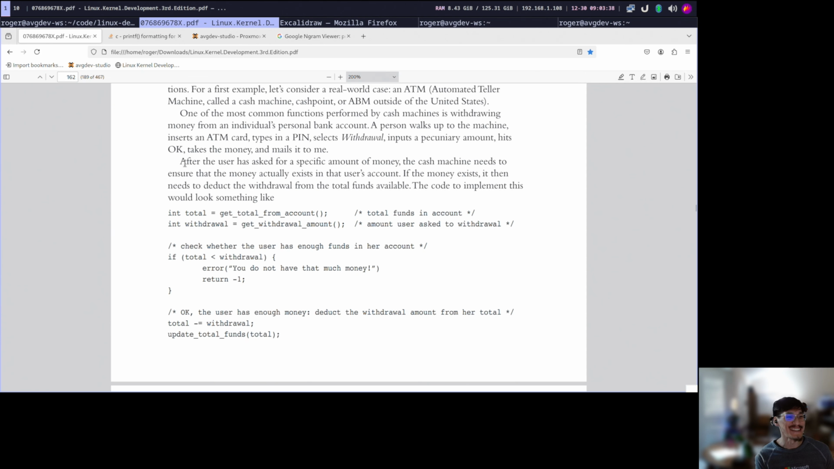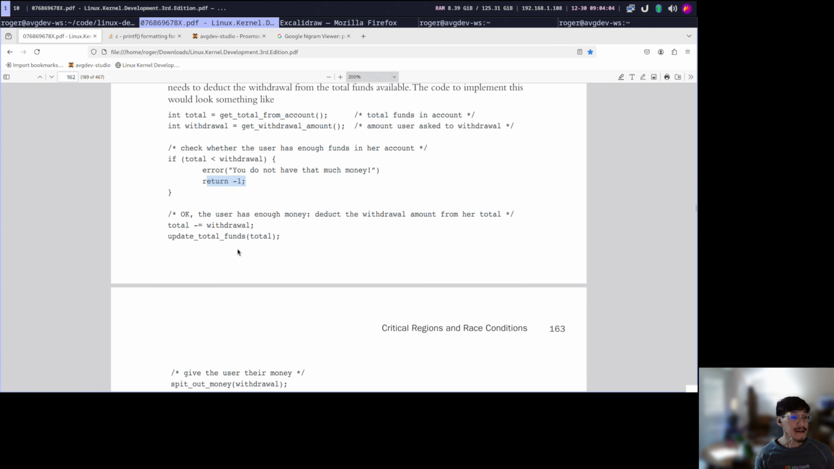Okay. So that's like the flow, and here's what the code would look like, right? So you get the total amount from the account, so that's total. Then you get the withdrawal amount, that's withdrawal. Now, basically, if what you have is less than what you want to withdraw, then you have an error. You do not have that much money, and then you return -1. Okay? Now, if you do have enough money, you're going to basically deduct the withdrawal amount from the total, and then you update the total funds to total.